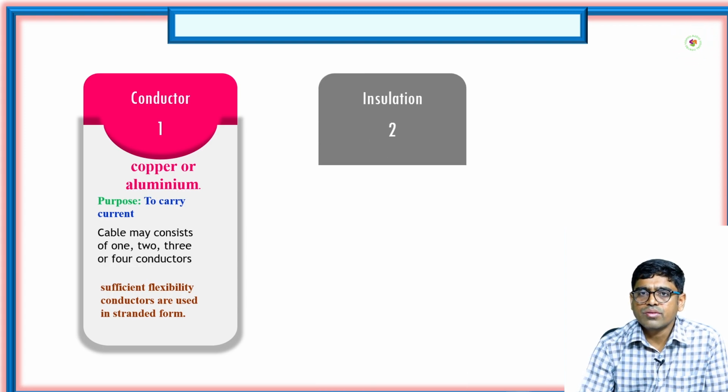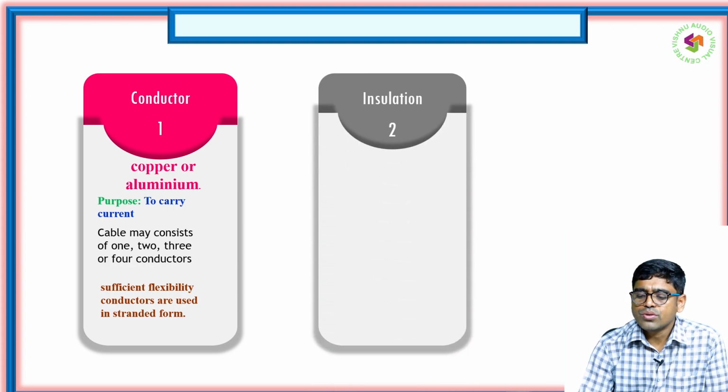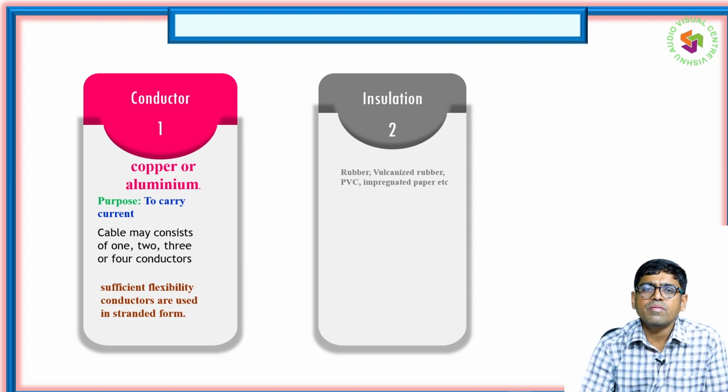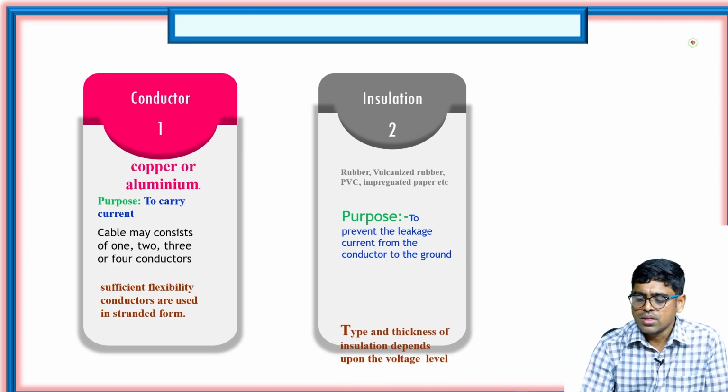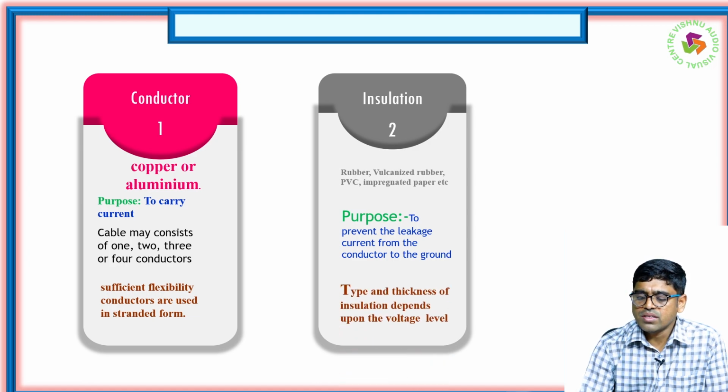Next one is the insulator. The material may be rubber, vulcanized rubber, PVC or impregnated paper. These are the materials we use to construct the insulator. The purpose is to prevent the leakage current flowing from the conductor to the ground. The type and thickness of this insulation depend upon the voltage levels, and the current carrying capacity depends on the size of the conductor.